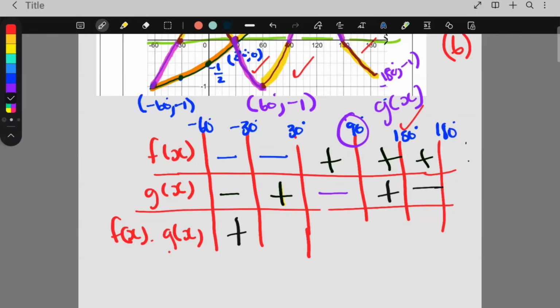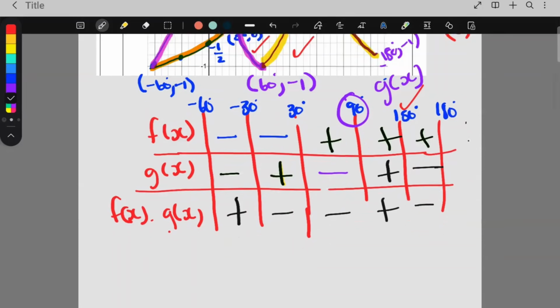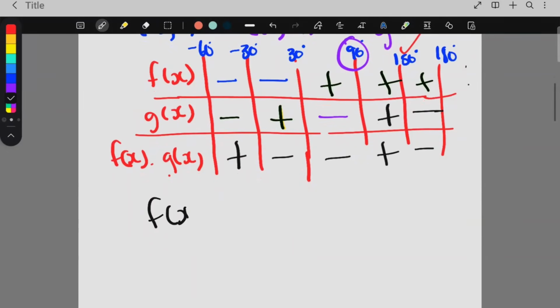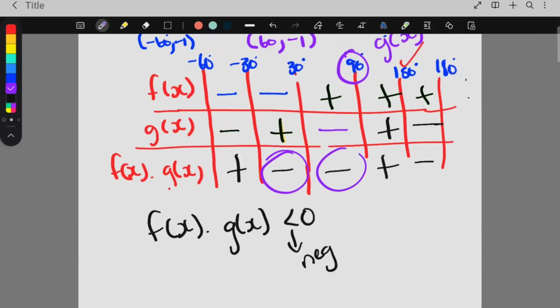So then in my last step, I'm going to say a negative times a negative is a positive. And then this times this is a negative. This times this is a negative. This times this is a positive. And this times this is a negative. Okay, then I'm going to write the question down again. So it was this: where is this less than 0? Because it's less than, I'm only looking for negative answers. So there's a negative, and there's a negative.